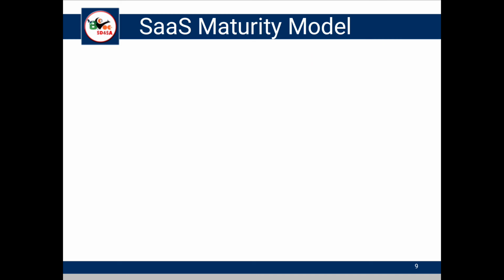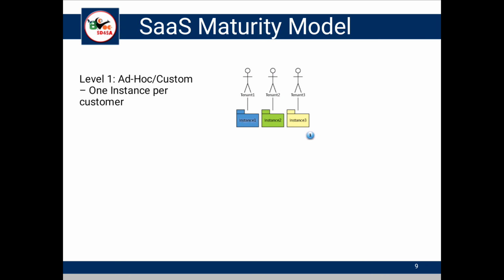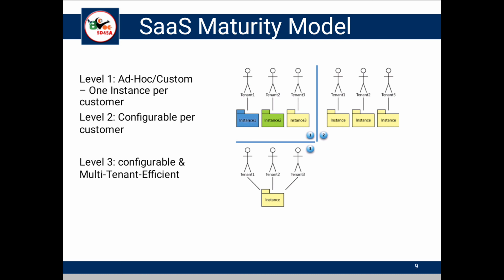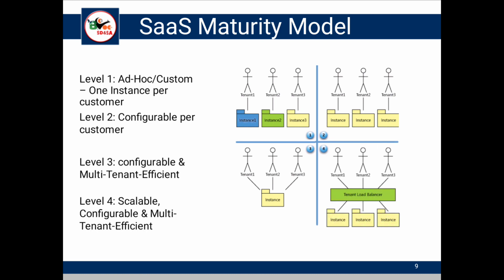So, the SaaS maturity model. Level 1 is ad hoc, custom, one instance per customer. In level 2, it is configurable per customer. In level 3, it is multi-tenant efficient, which is configurable for multi-tenant. And level 4 is scalable, configurable, and multi-tenant efficient. So like this we can describe the SaaS maturity model.